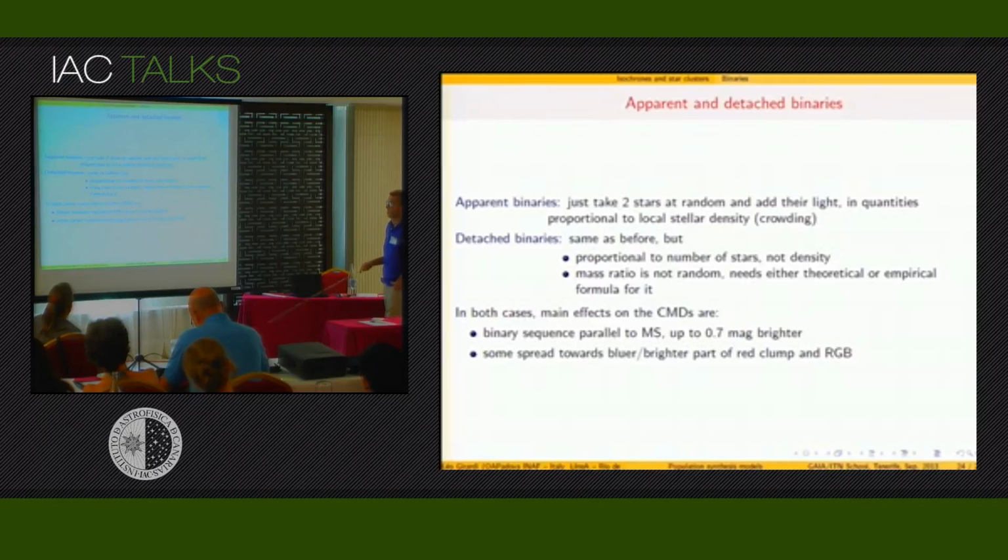But then we have the complications. One obvious one is about binaries. Binaries are not given by the IMF. The IMF is for single stars, by definition. For binaries, you need some other prescription.